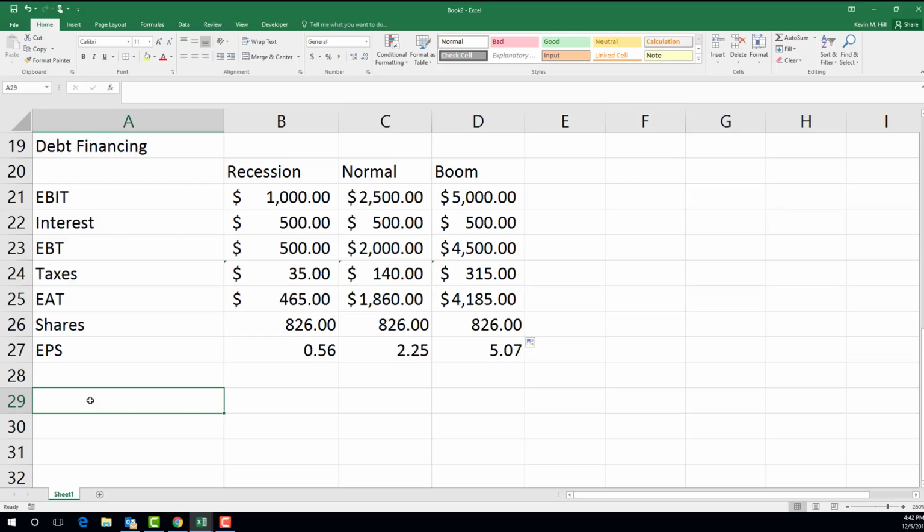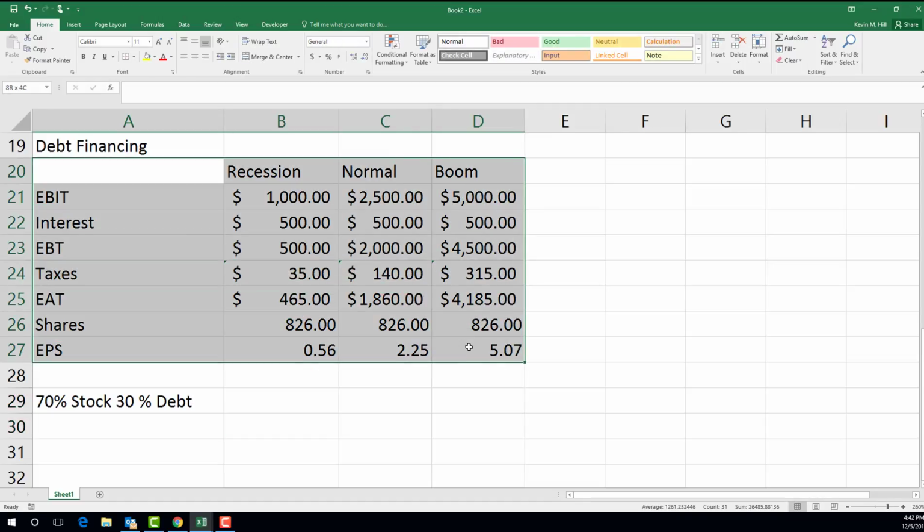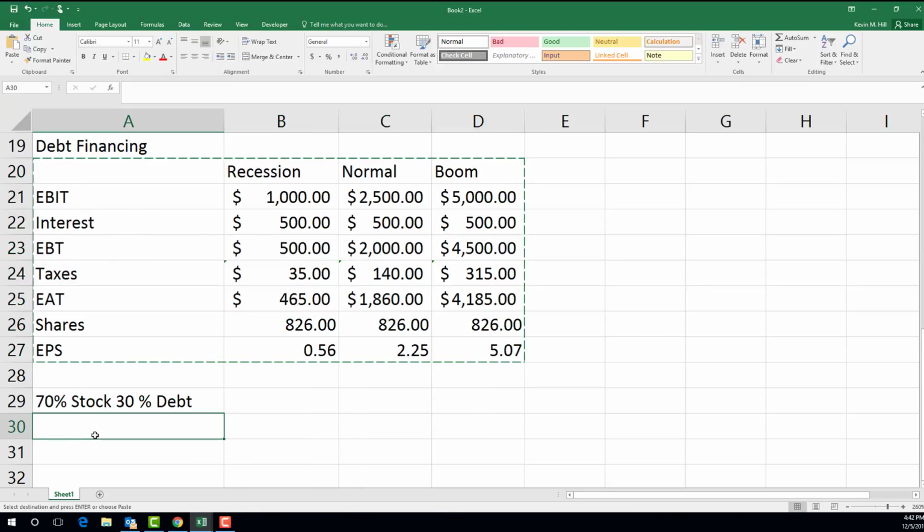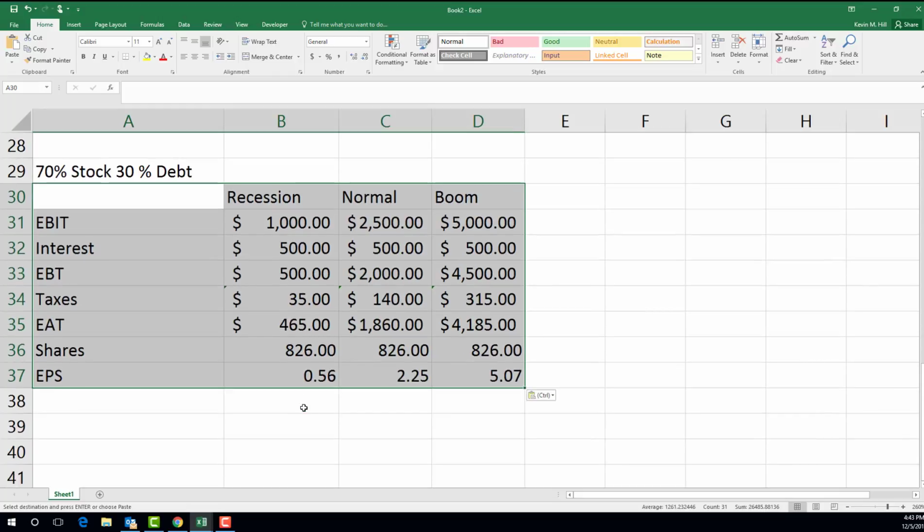So let's move on to 70% stock, 30% debt. I'm going to take this same block here. I'll make one change in a minute. I'm going to cut and paste it down below.